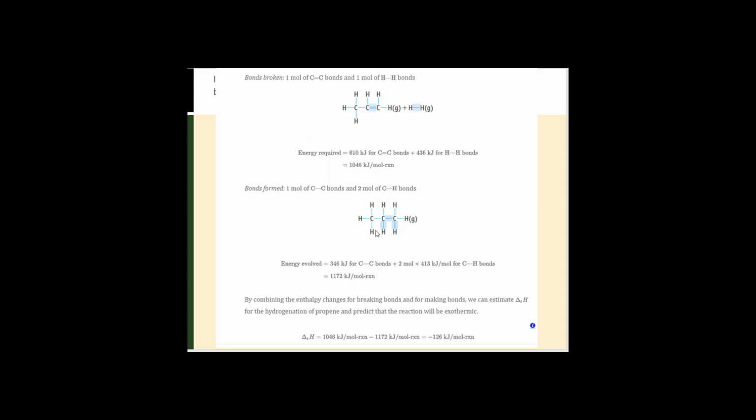Now we are also forming these bonds. So there's a certain amount of energy that's released when bonds are formed. And again, we would know that this carbon-carbon single bond has this much energy, and 2 moles of C-H, so that would be 2 times 413. This much is released. So then we do the bonds broken minus bonds formed to get a total of negative 126 kilojoules per mole. So we're also able to see that this reaction is exothermic because it is overall negative delta H.